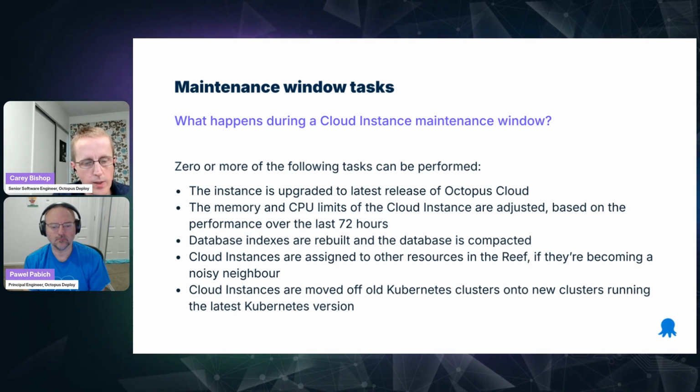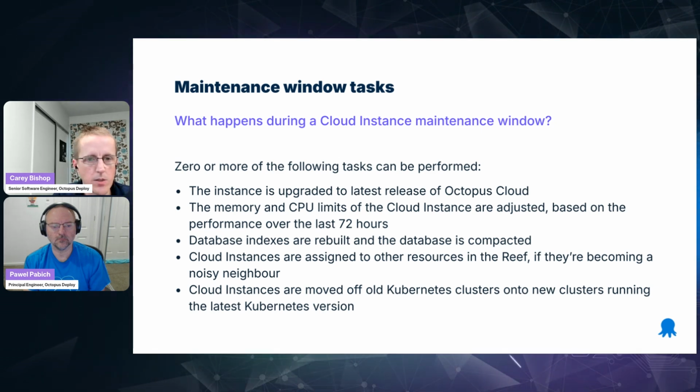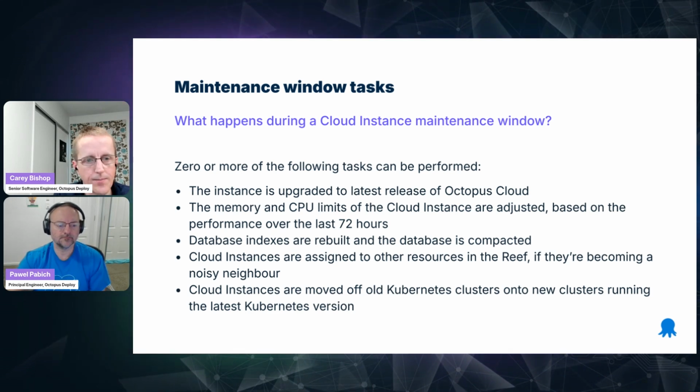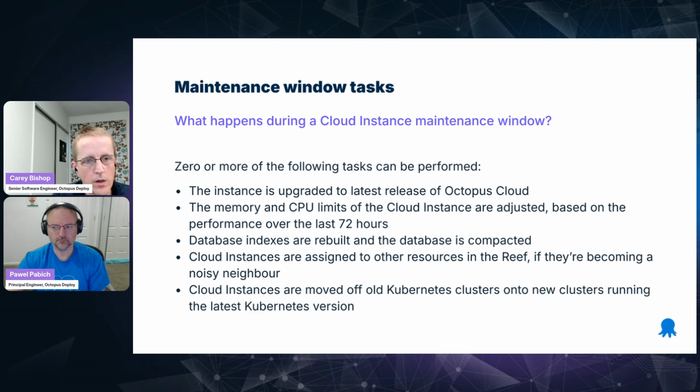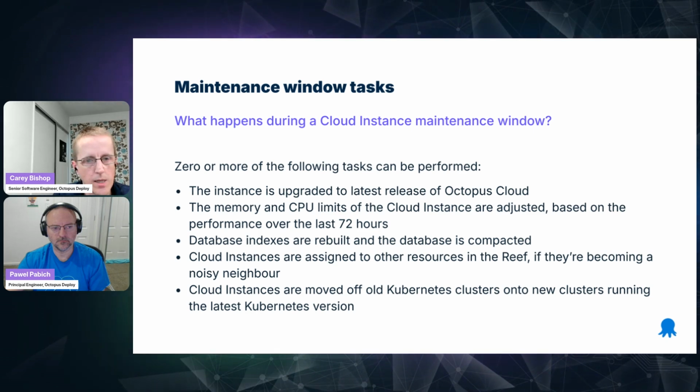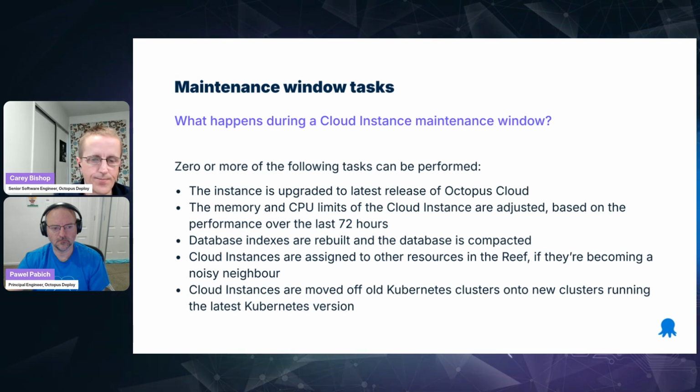One of the other things is that we can have cloud instances that have been quite quiet, and now that customer is doing a larger deployment and all of a sudden they need more resources. So we can move cloud instances between reefs to ensure that all of the cloud instances have all the resources that they need. And of course, we use the maintenance window for performing infrastructure upgrades. Even though the cloud instance itself might not change, we might need to change the platform underlying the cloud instance. Things like Kubernetes upgrades require us to shut down those cloud instances and spin them up on the new cluster.